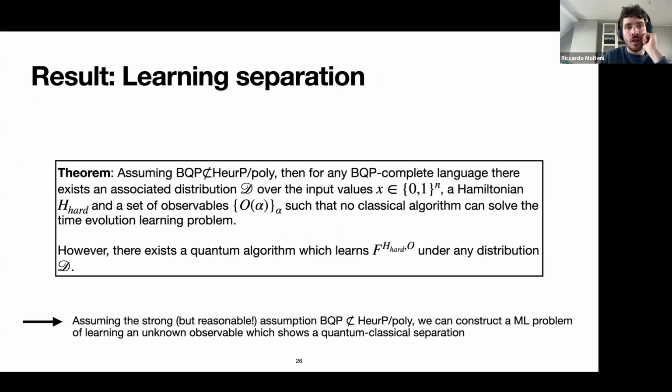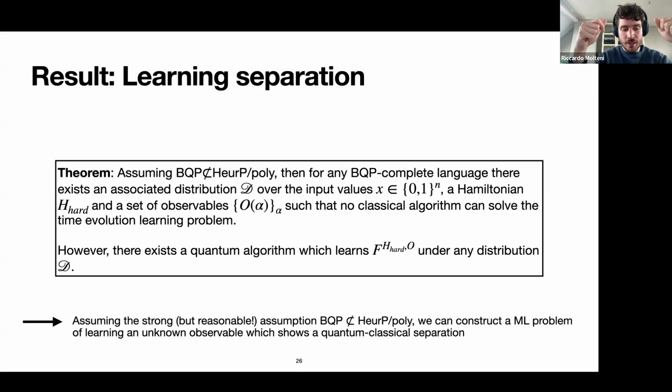So the first result of our paper, I will tell you the whole theorem, then we will divide it. The whole theorem says that, assuming that BQP is outside HeurP/poly, and by the way, we have reason to believe that this is true. For example, we know that DLP is not inside P/poly. So assuming that BQP is outside HeurP/poly, then for every BQP-complete language, there is a distribution D over the input values X, a local Hamiltonian, and a set of observables such that no classical algorithm can solve the time evolution learning problem that we defined in the slide before.